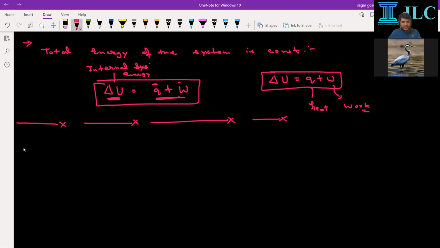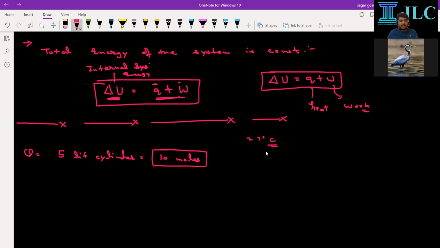Suppose I am giving you a question. You have a 5 liter cylinder, and that cylinder contains 10 moles of gas, and its temperature was 20 degrees Celsius. But suddenly there is a leakage, and the gas escapes from that leakage, and this cylinder just got empty. Now there is no gas in it.